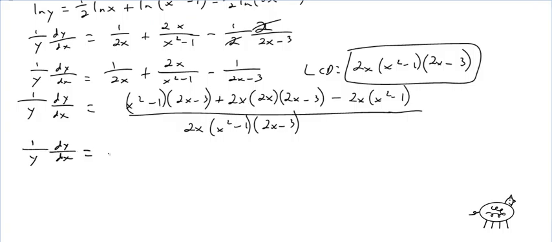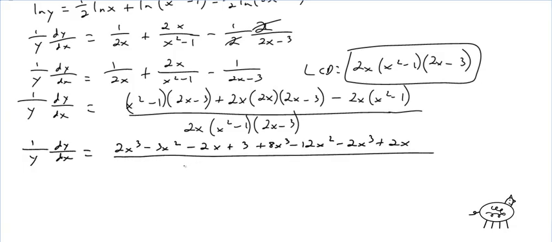And if I FOIL this out, I get 2x cubed minus 3x squared minus 2x plus 3, plus 8x cubed minus 12x squared, minus 2x cubed plus 2x. Okay, kind of brutal, but I got all my terms, I think. All over 2x, x squared minus 1, 2x minus 3.